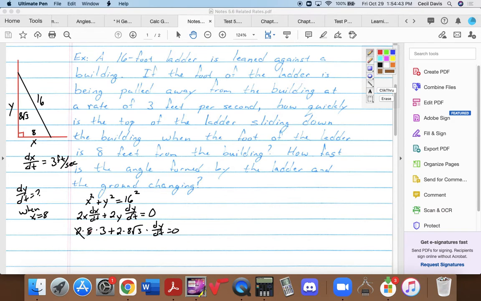I'm going to divide both sides of the equation by 8 to simplify this. I can divide both sides by 8 as well, right? I said 8, I meant 2. I was thinking to the next step, my fault. So that means that the square root of 3 dy/dt is going to be equal to negative 3. So dy/dt is negative 3 over the square root of 3 feet per second.